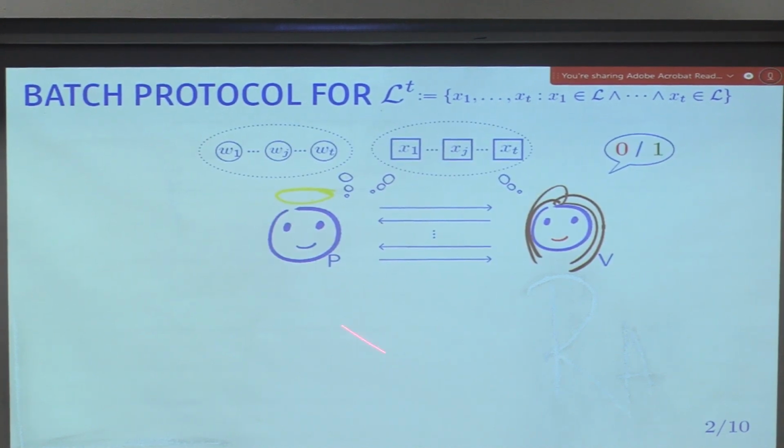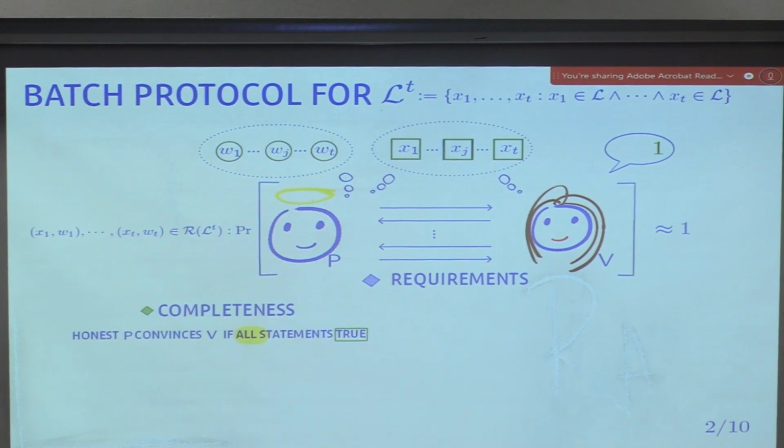So the interactive protocol looks as follows. The prover and the verifier both know T instances, X1 up to Xt, and the prover also holds T witnesses, W1 up to Wt. They interact, and in the end, the verifier accepts or rejects, and then you have the requirements.